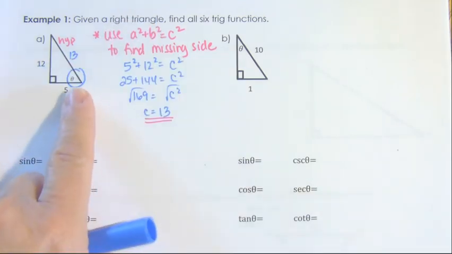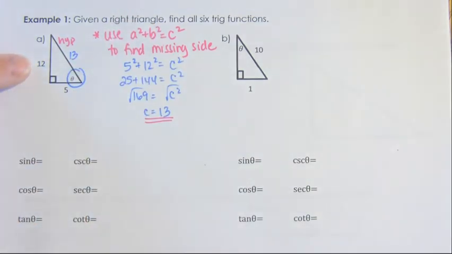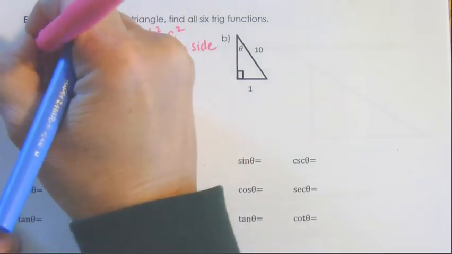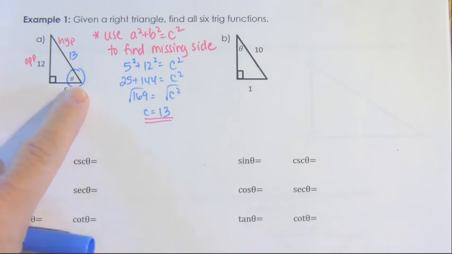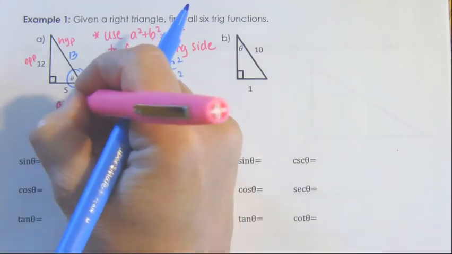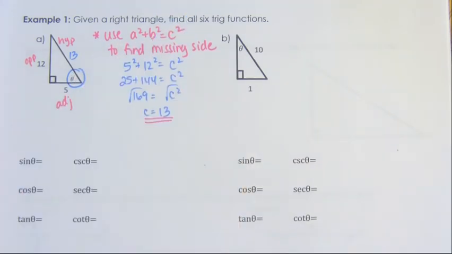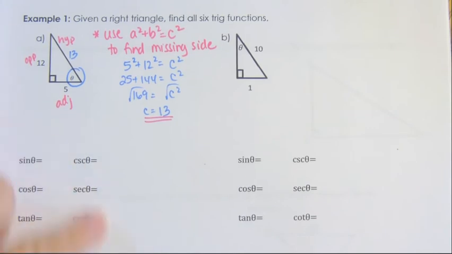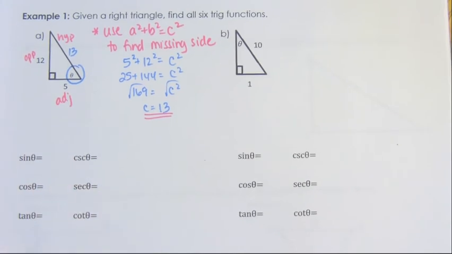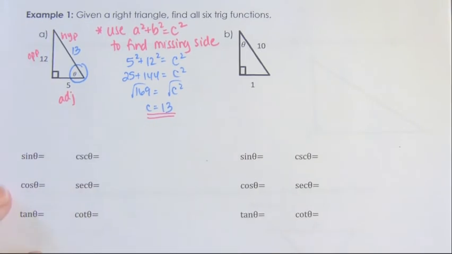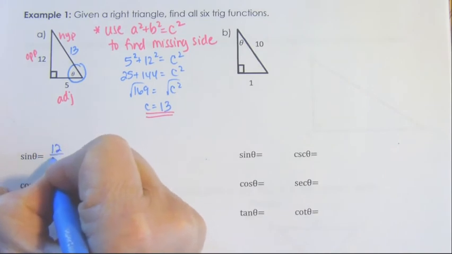Now, here's theta. That's the angle we're referring to. 12 is opposite from that, so I'm going to call this the opposite side. And then 5 is the side that's touching it. That's the adjacent side. So now all I have to do is go ahead and find my 6 trig ratios here, my trig functions. So sine is opposite over hypotenuse. So the sine is 12 over 13.